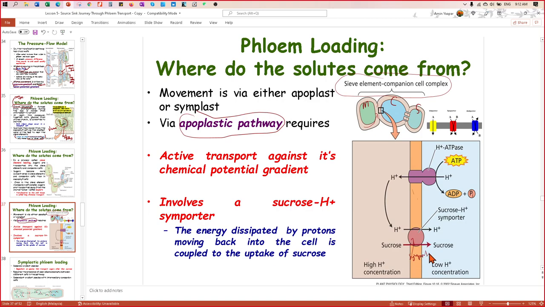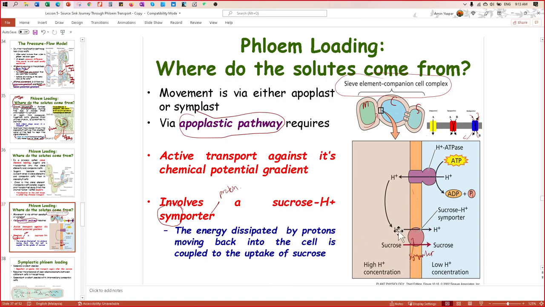What is a symporter? A symporter is actually a protein that can transport two things at once, hence the word sym, together. I put a small note here in the form of a diagram. If it's a uniporter, the porter can only transport one thing. If it can transport two things, like the sucrose hydrogen or proton symporter here, we call it a symporter. If it allows one thing to be transported in and another thing out, we call it an antiporter. They are still porters.